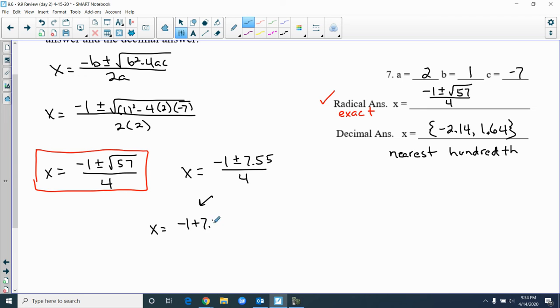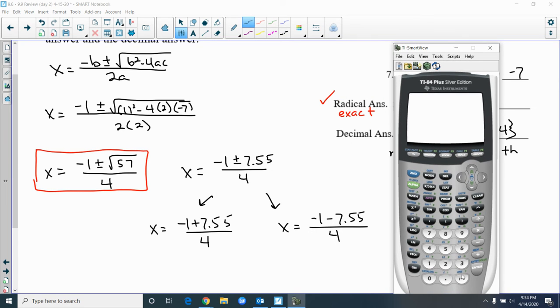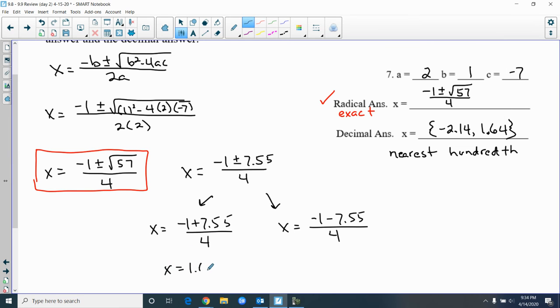And we are going to have our two cases. Negative 1 plus 7.55 divided by 4. Negative 1 minus 7.55 divided by 4. Well, the first one there, what is negative 1 plus 7.55? 6.55 divided by 4 is 6.375. Round this to the nearest hundredth. Look at the 7, you're going to move that up to 1.64. So x equals 1.64.